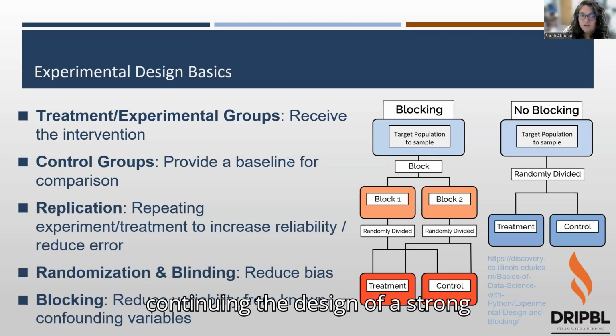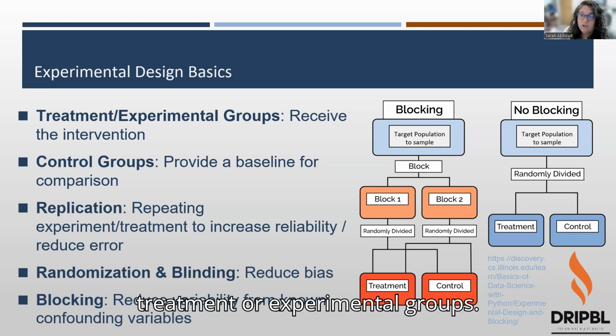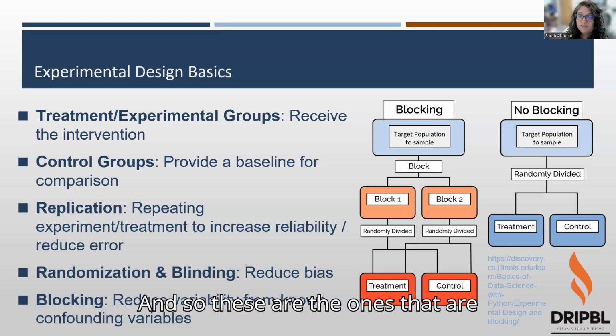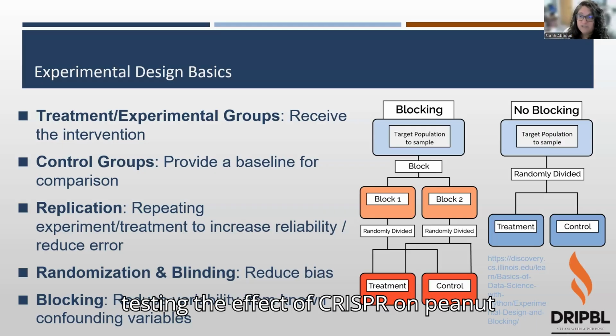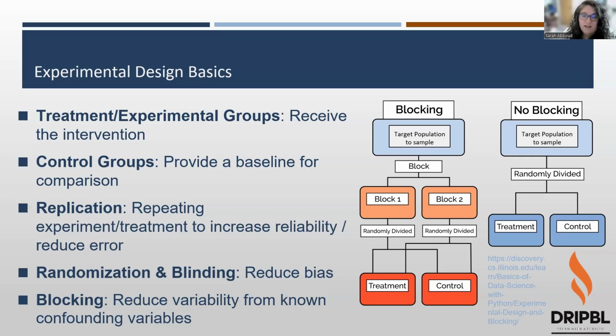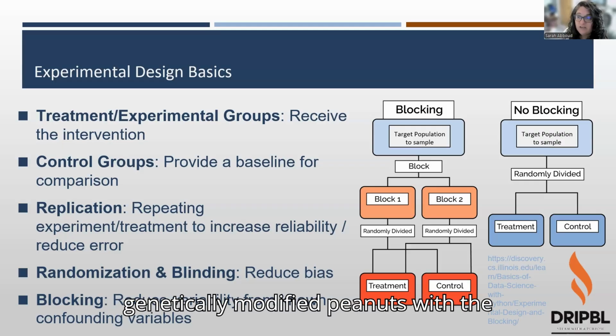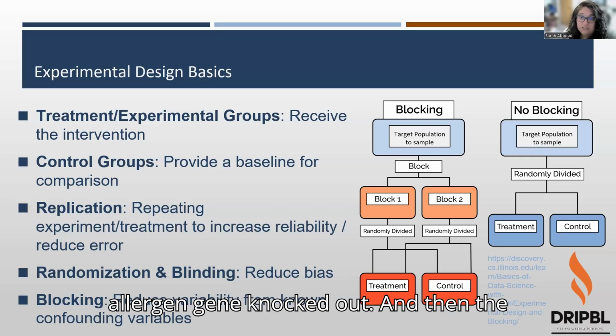Now, when we are continuing the design of a strong experiment, there are overall 5 core elements that we need to consider. So we need to consider treatment or experimental groups. These are the ones that are receiving the intervention that we're studying. So for example, if we're testing the effect of CRISPR on peanut allergen response, the treatment group would receive genetically modified peanuts with the allergen gene knocked out.